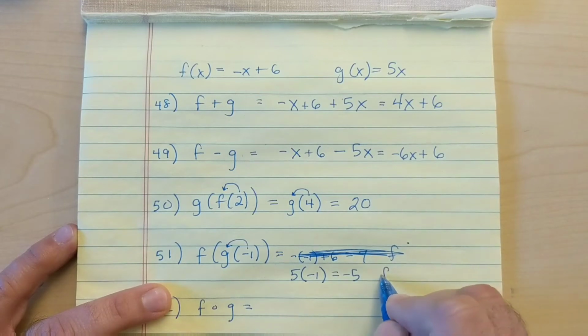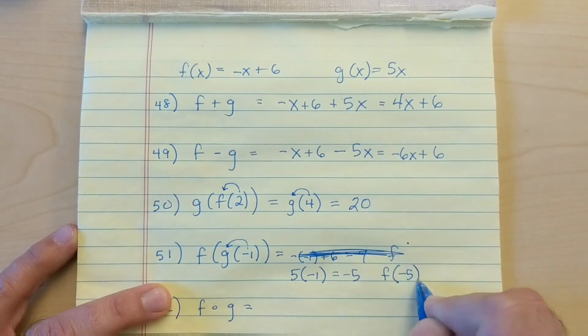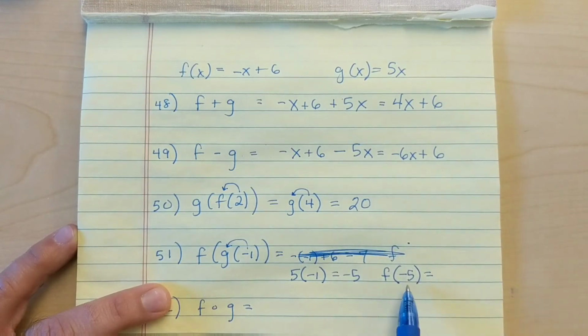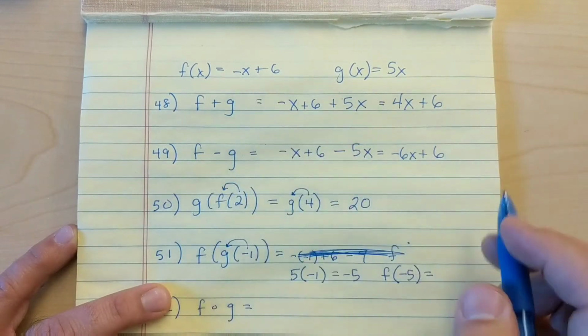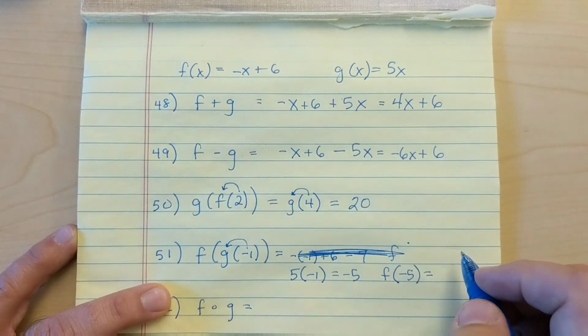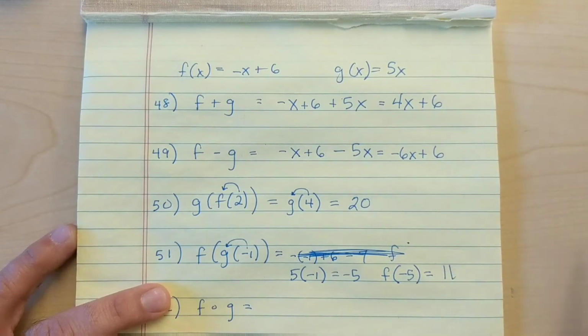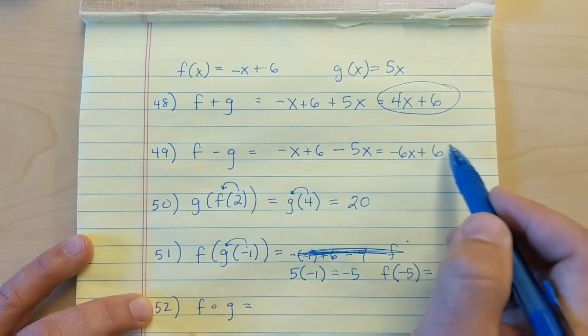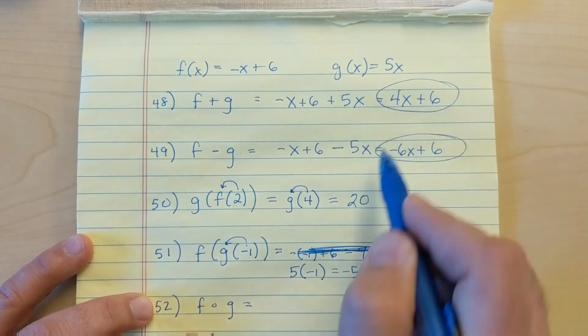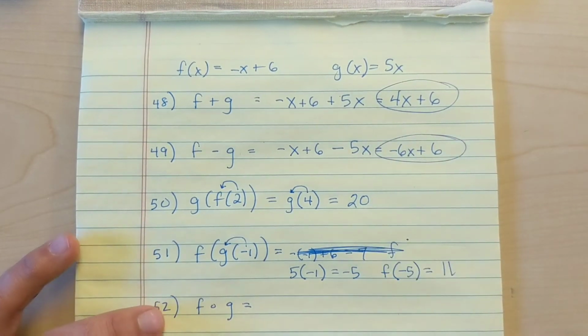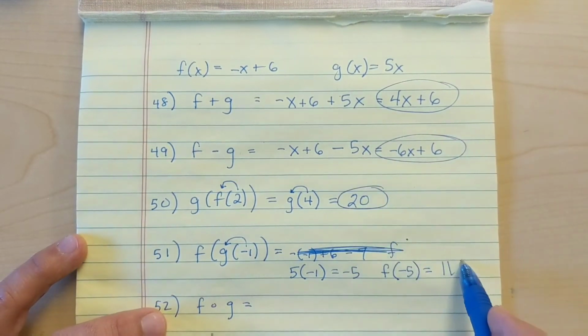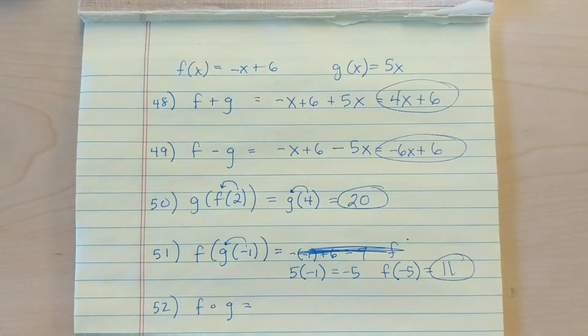Then you evaluate f of negative 5. Okay? So we're going to take negative 5, plug it in. The opposite of negative 5 is 5. 5 plus 6 is 11. So there are my 4 answers: 4x plus 6 is 48, negative 6x plus 6 is 49, 20, and 11 for 50 and 51.